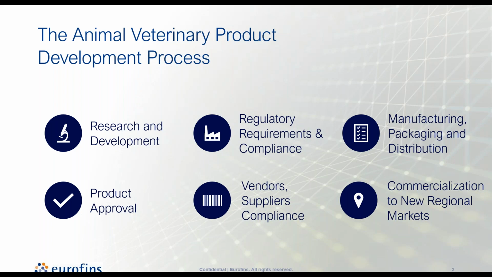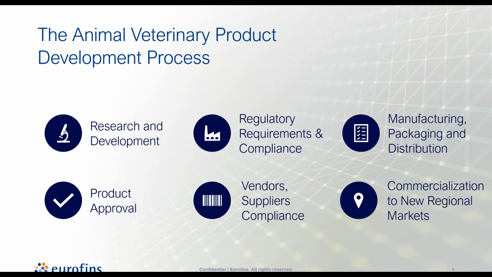Manufacturing, packaging, and distribution is a very important aspect to consider in the planning stages of the process. When it comes to navigating the process for product development, it's important to have a clear overview of the entire process, and this includes everything from research and development to manufacturing, packaging, and distribution.